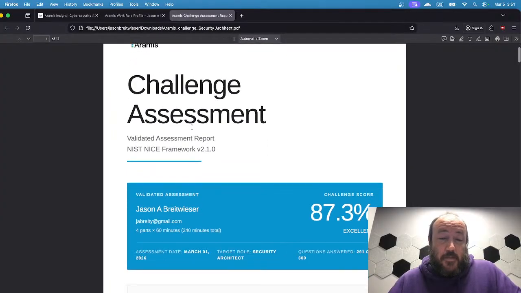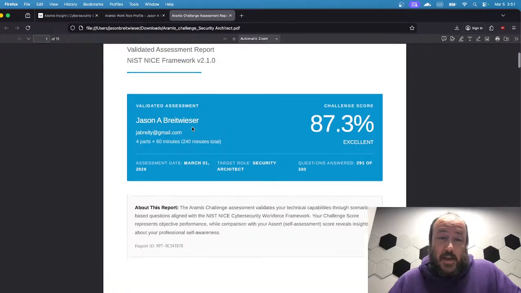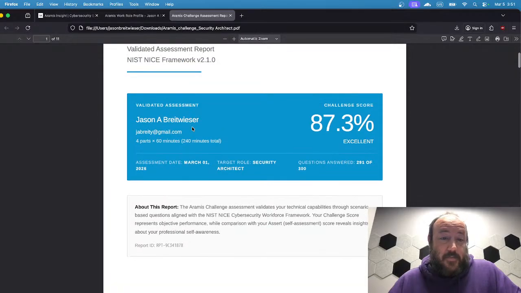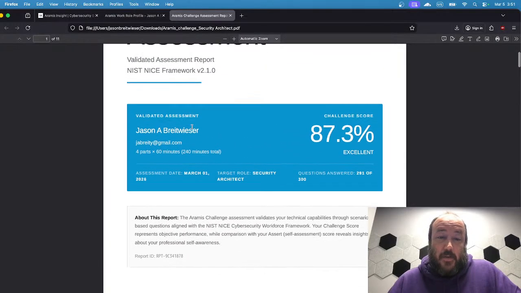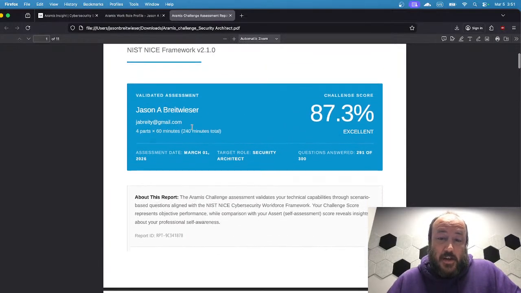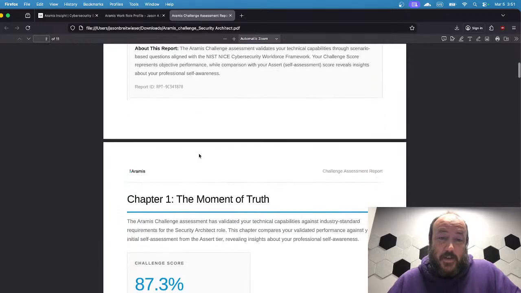The challenge assessment is rather fascinating. We have a NIST NICE framework breakdown below. They've given it in a very concise manner that I really appreciate. So my validated assessment completed. Overall challenge score 87.3%, which is excellent.